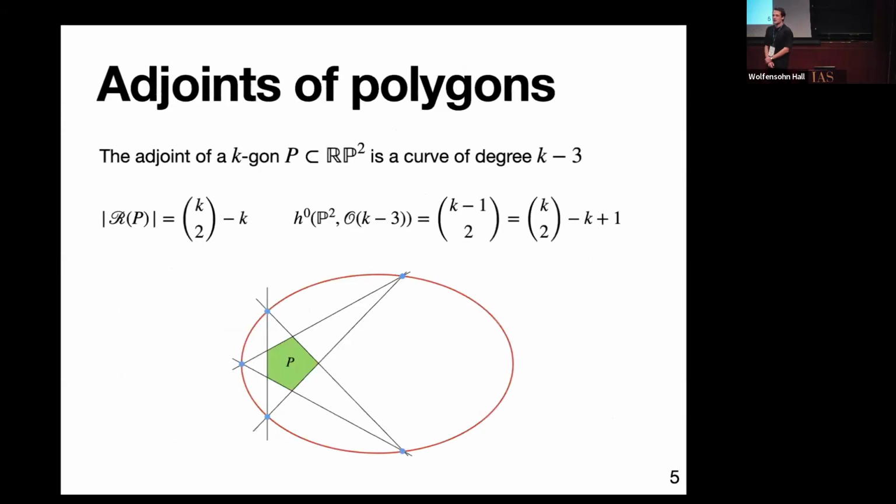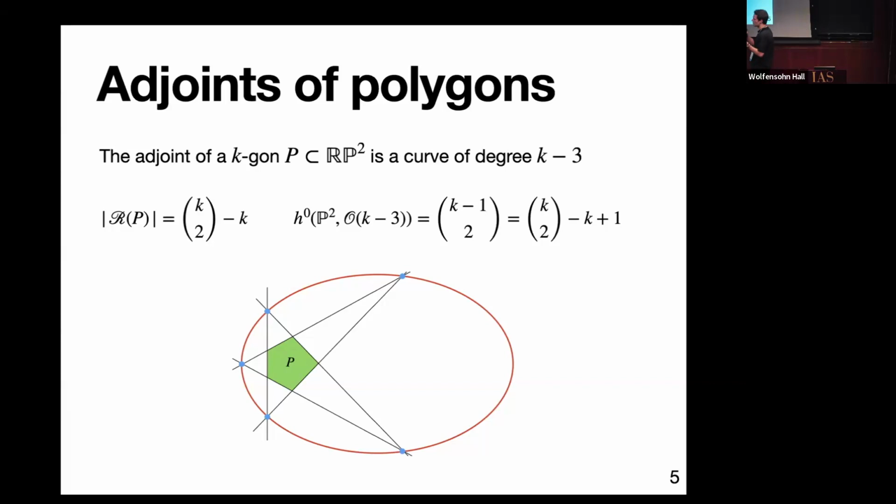Good, okay, so I'll have plenty of things to say about polygons. You can say some interesting things about two-dimensional polytopes. From what I said earlier, you can deduce that the adjoint of a k-gon is a curve of degree k minus 3. This is k minus d minus 1. Again, how do you prove that an adjoint exists? Well, the residual arrangement consists of k choose 2 minus k points.